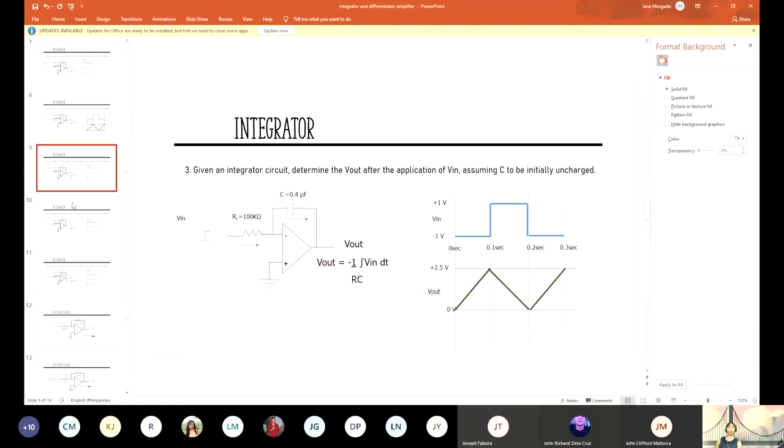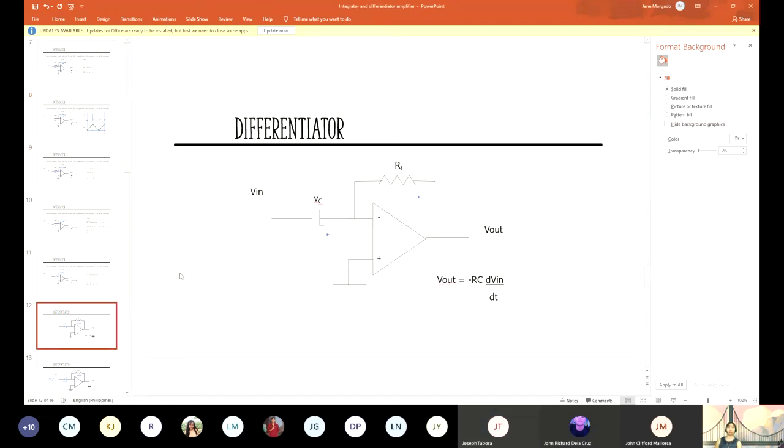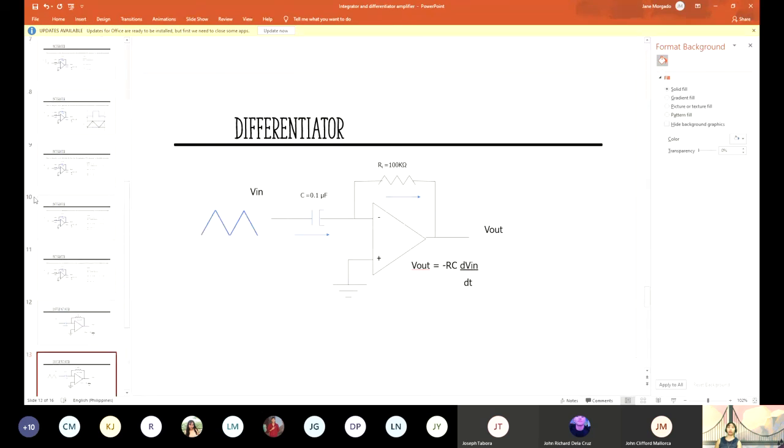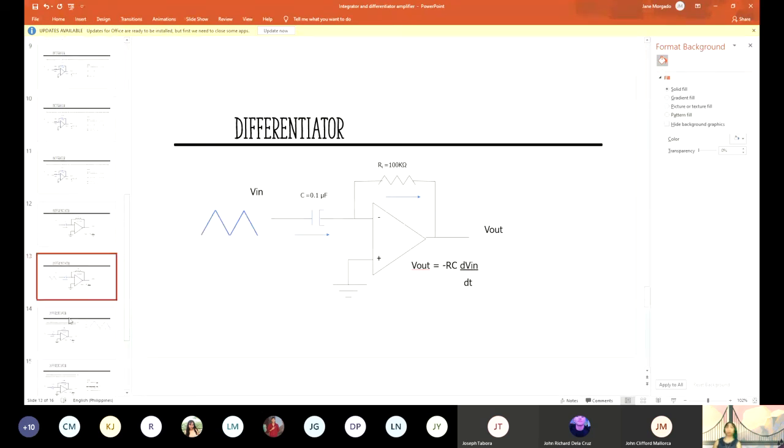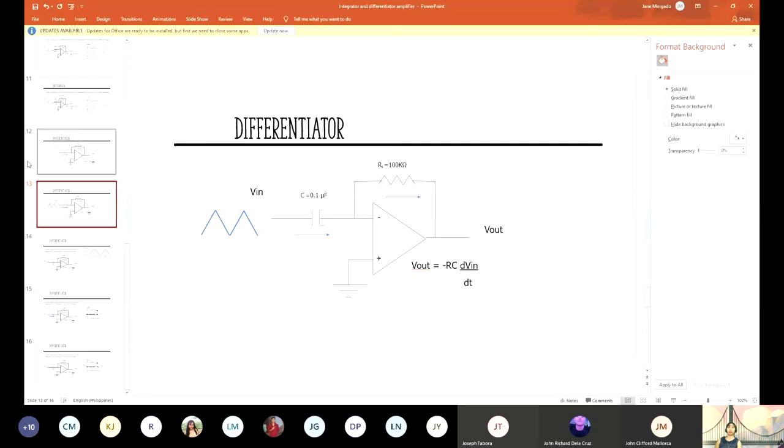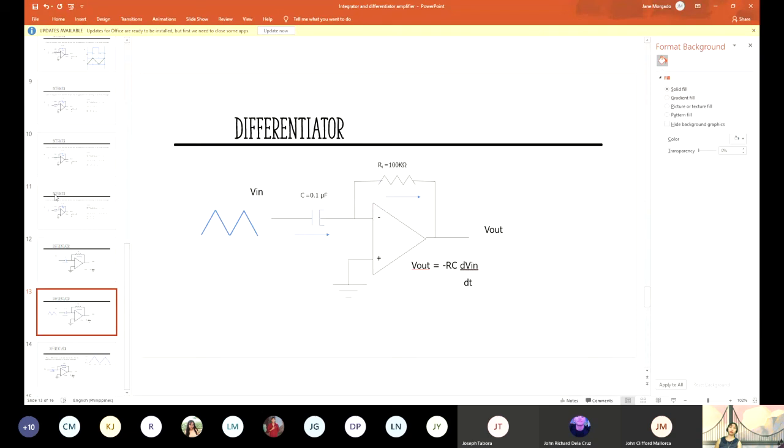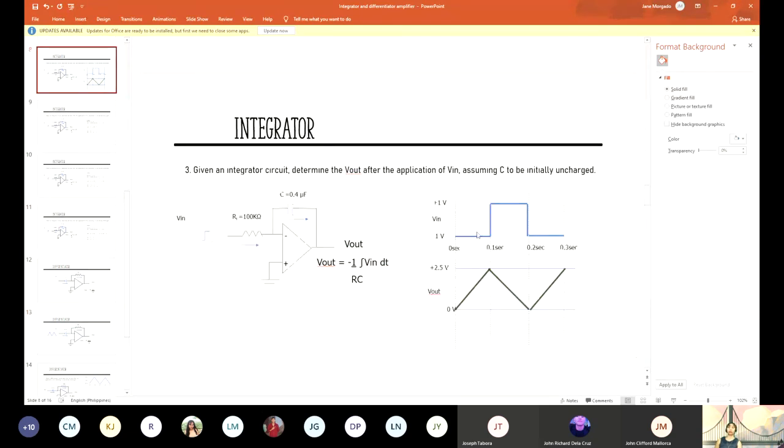Okay, so now we'll proceed with differentiator. Actually, with integrator you can have sine wave as input. What else? If you have a cosine wave, the output would be sine. But the usual input of integrator is square wave, and then it will transform it to triangular wave.